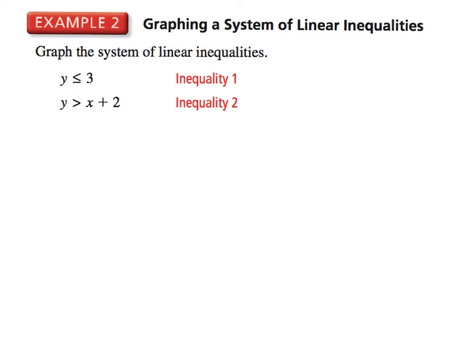So in example 2, we're going to graph the system of linear inequalities. By looking at this, you're going to graph the first one, y equals 3. So the boundary line would be a solid line, horizontal through 3 on the y-axis. The second would be a dashed line that I would just use slope-intercept form to graph. And if you graph both, this is what it's going to look like.